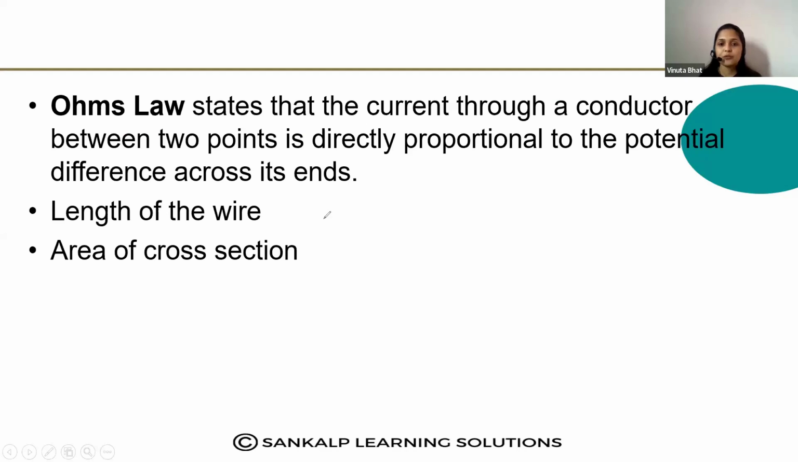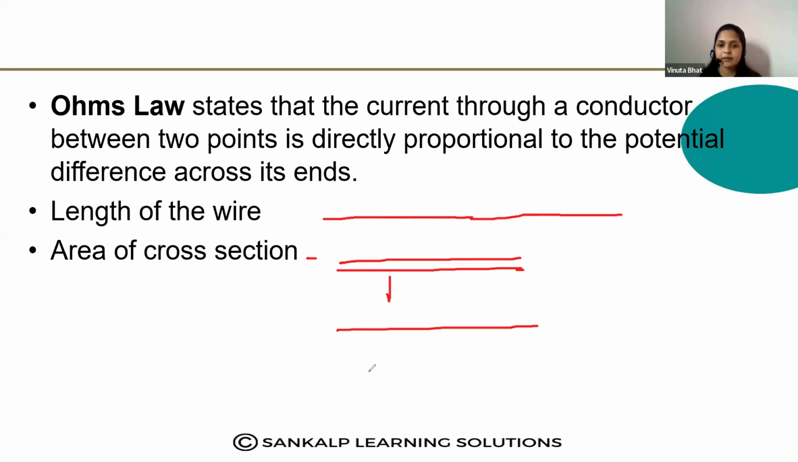If the length of the wire increases, just imagine this is the wire, if its length increases, resistance also increases. If the area of cross section of the wire is increased like this, then resistance decreases. If the area of cross section increases, resistance decreases. If the length of the wire increases, the resistance increases.